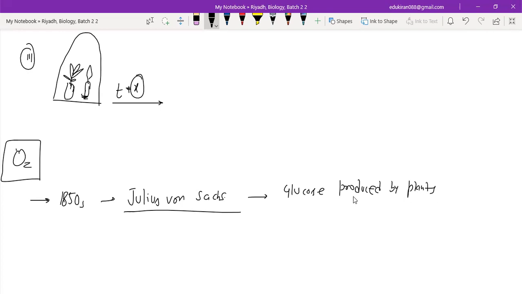Now, how many of you in school, in your primary classes, have done this experiment where you do the iodine test on the leaf to figure out whether there is starch or not? Sir, I did. You did, Mariam? So would you like to explain that experiment for me, please? What did you do in this experiment? What do you remember doing?